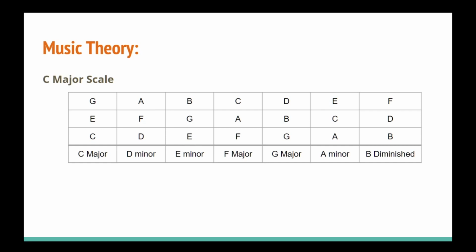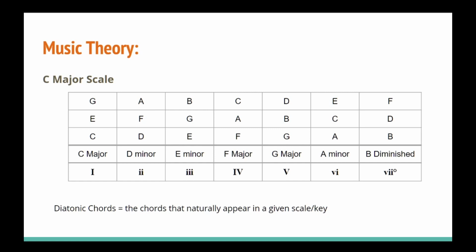Put together, we find that the order of chords in C major goes major first, minor second, minor third, major fourth, major fifth, minor sixth, and diminished seventh. Since all major scales follow the same pattern of intervals, they also all share the same exact order of chords. These chords are thus called the diatonic chords of the major scale, or the chords that will always appear naturally out of any major scale.